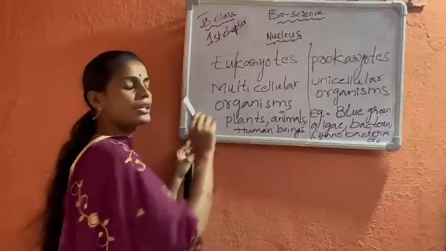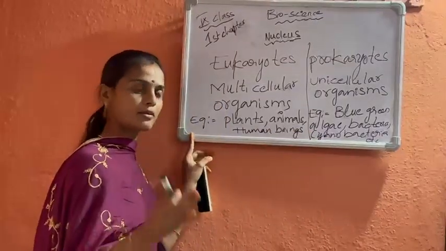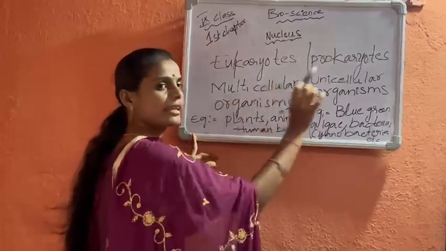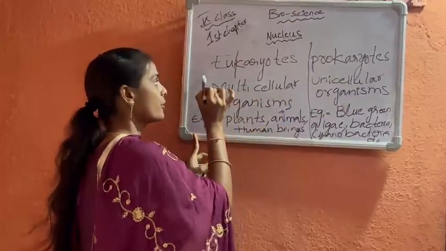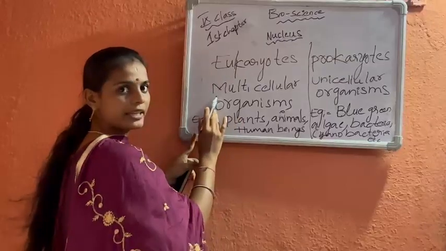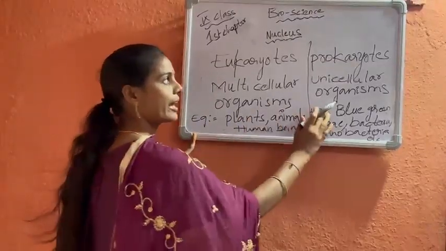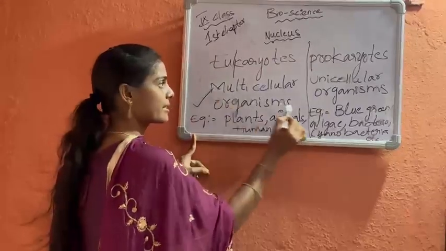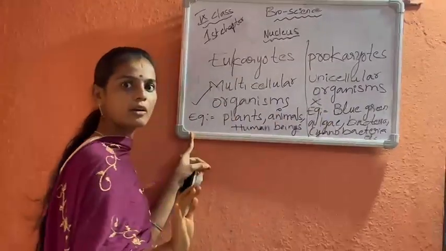Based on the absence and presence of nucleus, the organisms are classified into two types. They are eukaryotes and prokaryotes. In eukaryotes, nucleus is present. In prokaryotes, nucleus is absent.